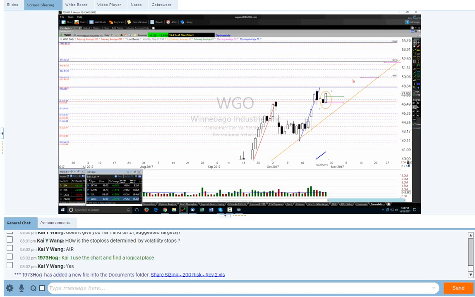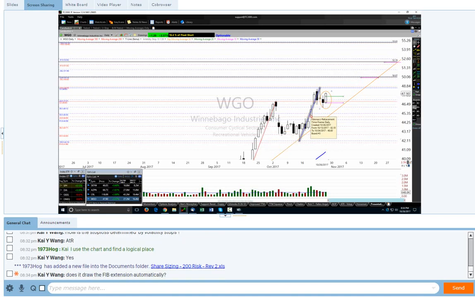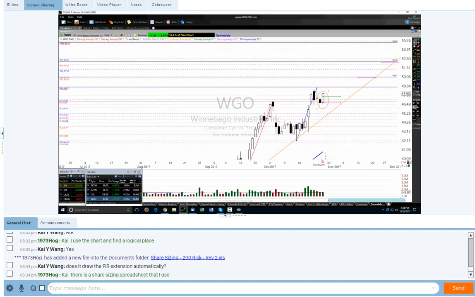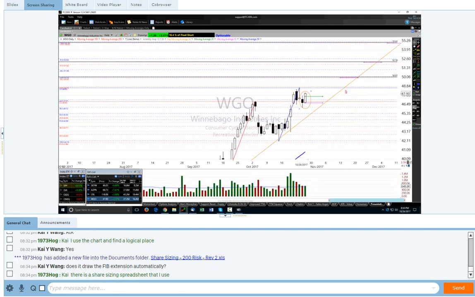I'm using this area where both the 38.2 of this original run down here and the 23.6 of this most recent run converge. That's where my first target is. I'm doing the same thing up here with the 61.8, just picking a level in between them. And then there's another level up here at the 100% extensions that converge together. So that's how I would set my targets.